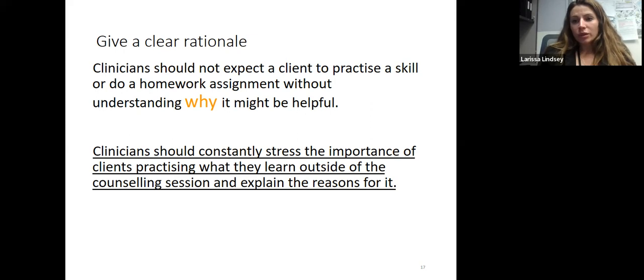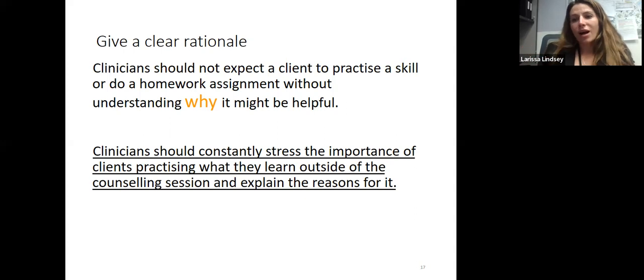It's also really, really tantamount to giving a clear rationale. And this is part of good trauma-informed care as well. We never force patients to do anything. It needs to be their choice. So they need to understand why this skill is important to them, how it's going to benefit their life, how it's connected to the difficulty that they're expressing, or they're not going to use it.